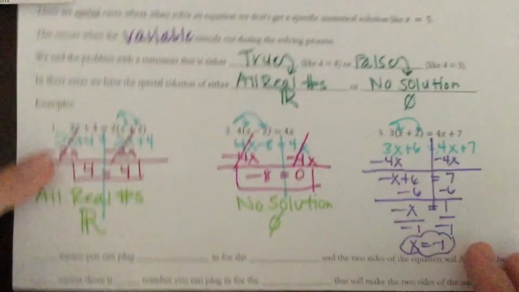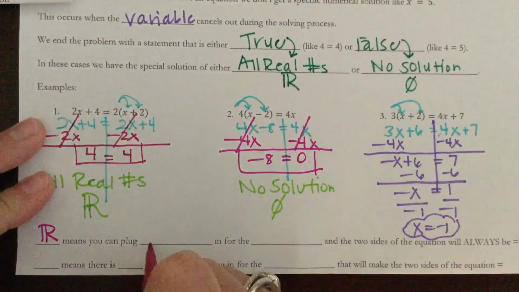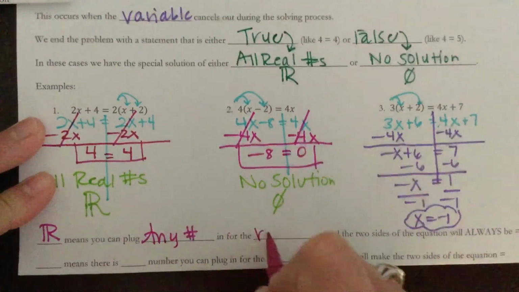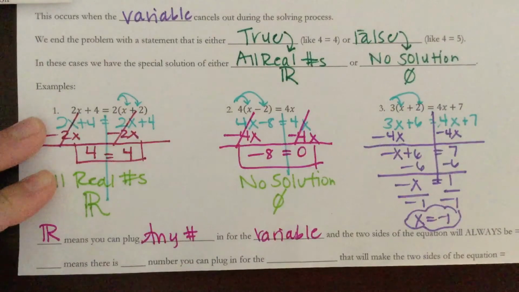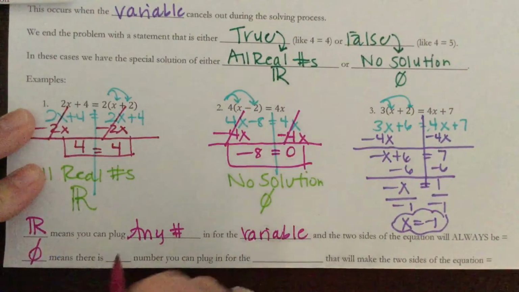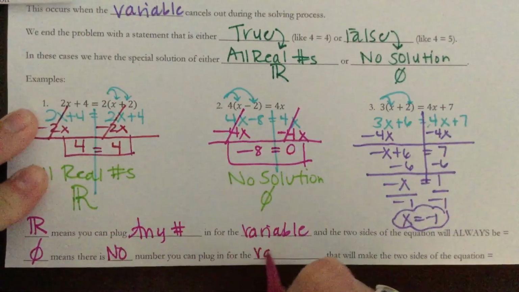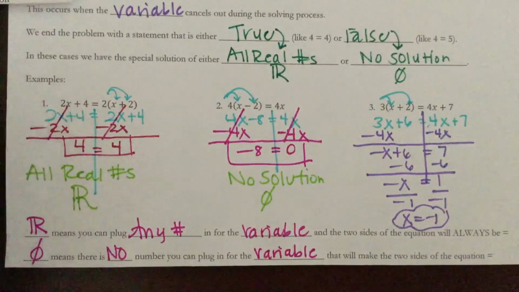Again, in summary, all real numbers means you can plug any number in for the variable, and the 2 sides of the equation will always be equal. Whereas no solution means that there are no numbers you can plug in for the variable that will make the left-hand side and the right-hand side equal.